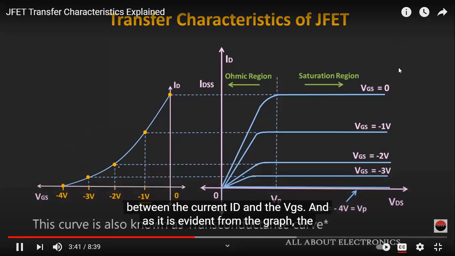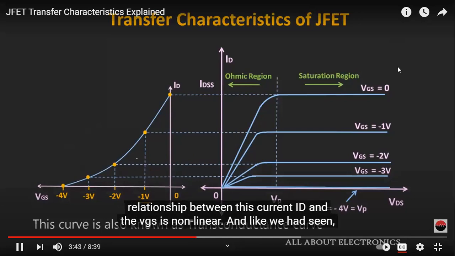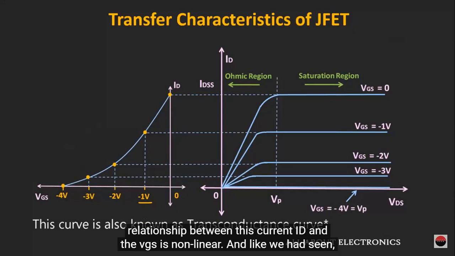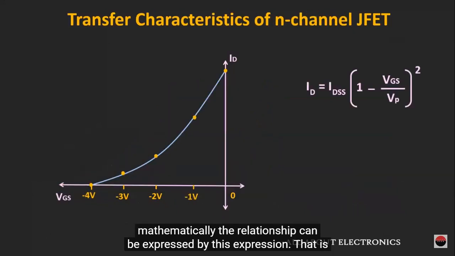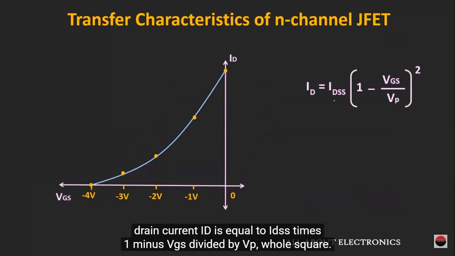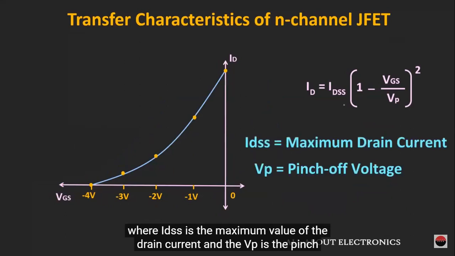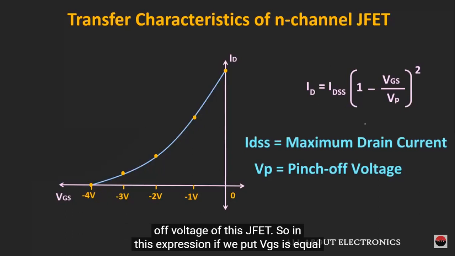And as is evident from the graph, the relationship between this current ID and the VGS is nonlinear. And like we had seen, mathematically the relationship can be expressed by this expression. That is, drain current ID is equal to IDSS times (1 minus VGS divided by VP) whole square, where IDSS is the maximum value of the drain current and VP is the pinch off voltage of this JFET.